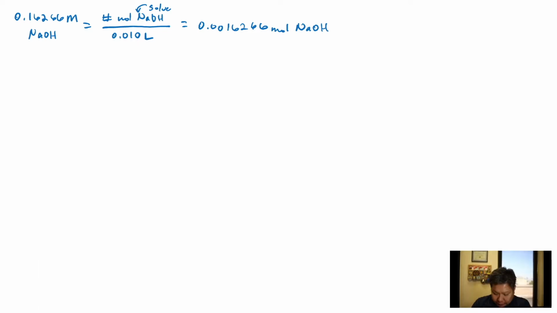So, the easy way to do this, the trick is that whenever you want to go from moles to grams, you just multiply by the molecular weight or the formula weight, right? If you want to go from grams to moles, then you divide by the molecular weight. And so this is a moles to grams, so easy as pie. Multiply the number of moles by the formula weight, which is 39.997, right?